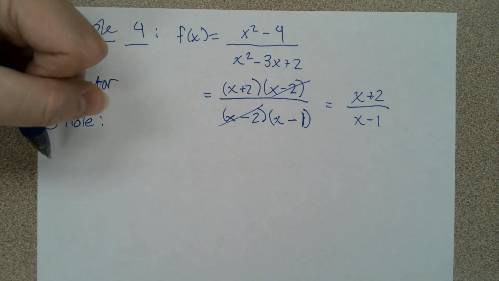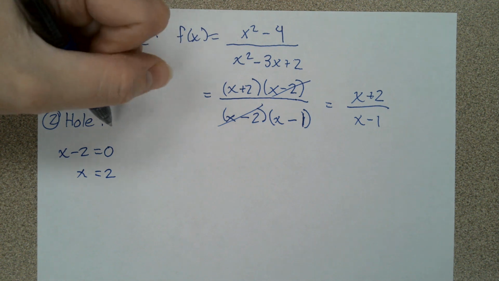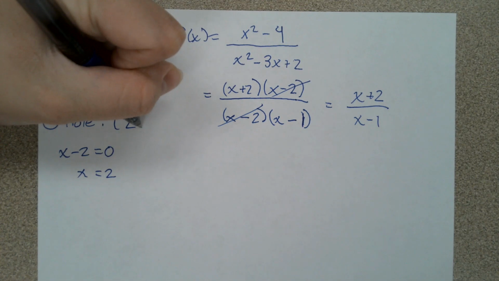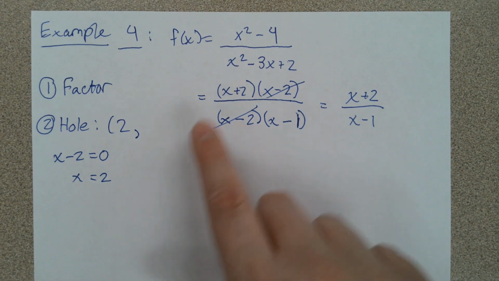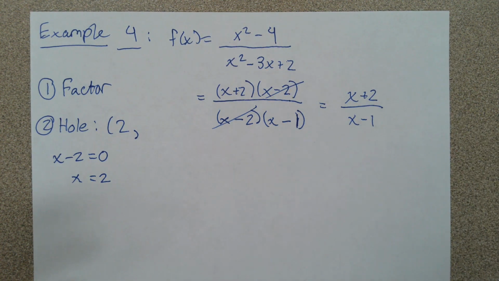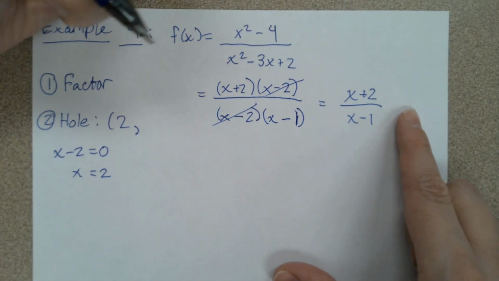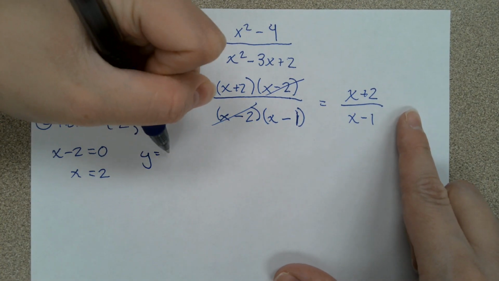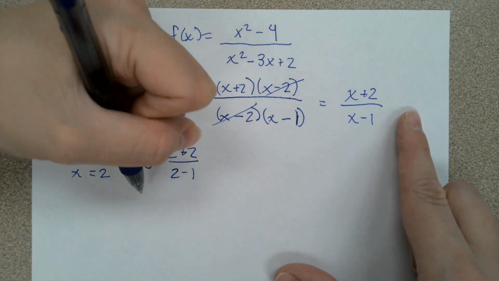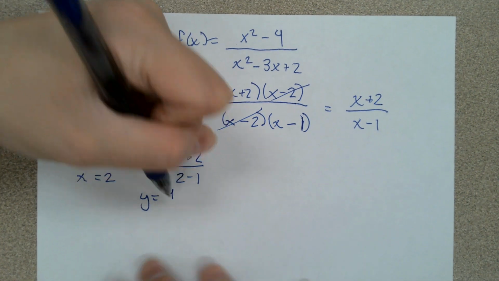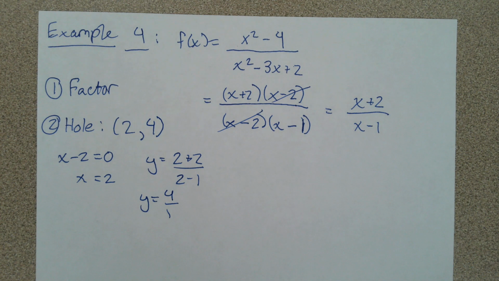So we have a singular hole. x minus 2 equals 0. That's at 2 on the x-axis. And for the y-axis, to get the value, we have to plug it into here. We can't plug it into here, hence why it's a hole. So if I plug it in to get my y value, y equals 2 plus 2 over 2 minus 1. 2 plus 2 is 4. 2 minus 1 is 1, so 4 over 1, so 4. So (2, 4) is where this hole is at.